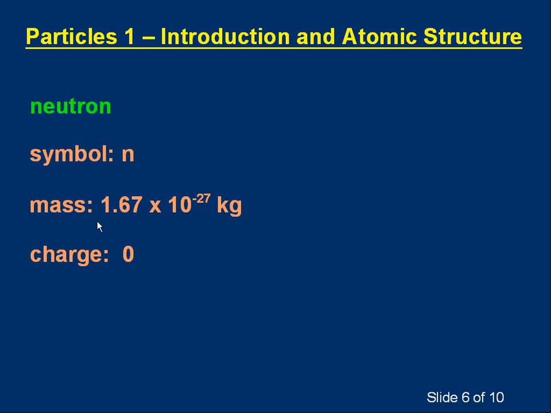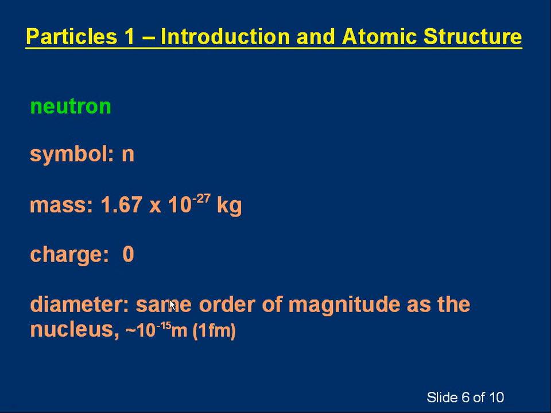Charge, 0. That's why it's called a neutron, because it's neutral. It has 0 charge. Diameter, probably guess it's the same as a proton, which means the same order of magnitude as a nucleus. It's around 10 to the minus 15 meters, 1 femtometer. So that's the particles in the nucleus, protons and neutrons, nucleons.